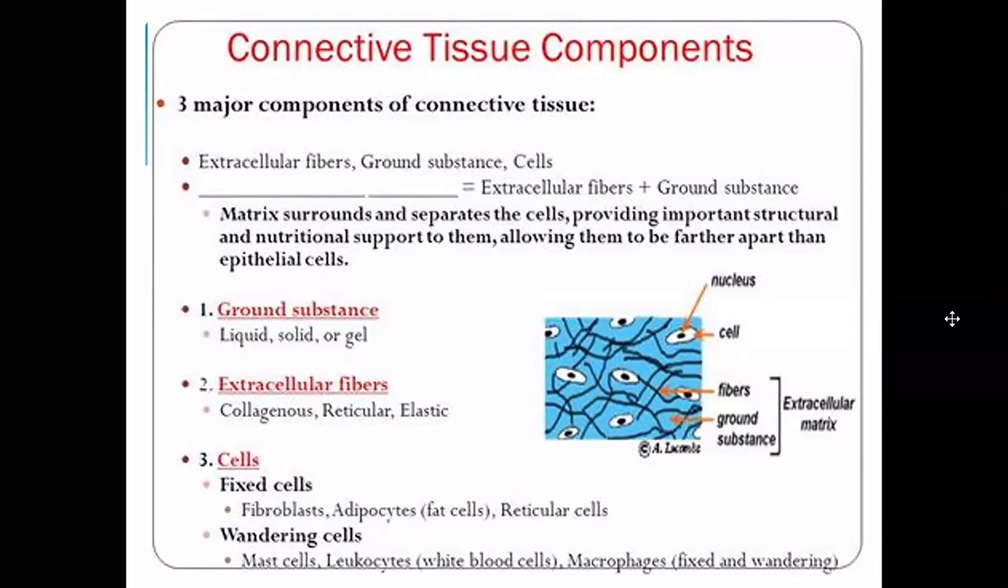The second part of the lecture, which will be lectured by Dean, is the bone and the cartilage. Now, liquid, you know that already, blood, or gel. So, this next is the extracellular fibers. You have collagenous, reticular, and elastic. Cells, we have mentioned them already, the fixed cells and the wandering cells. Wandering cells: mast cells, leukocytes or the white blood cells, macrophages. Macrophages are fixed and wandering.